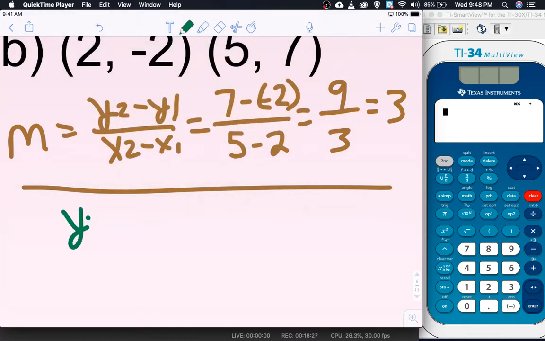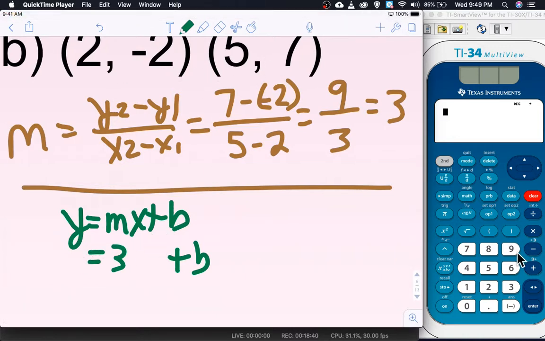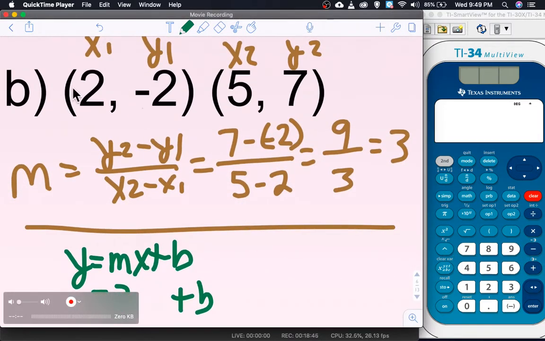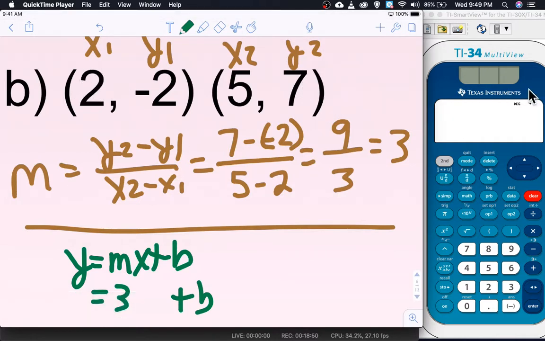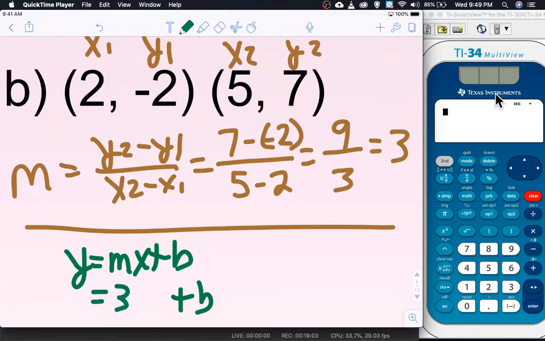So y equals mx plus b. I know my slope is 3. And I can plug in an x and a y from one of my points up above. Now, an interesting thought that I've had students ask before is, can you plug in this x here and this y over here? And the answer is no, you can't. You have to use one point, so one set of x's and y's. These two are very much linked together by the equation. So you have to use either the 2 and the negative 2 or the 5 and the 7.